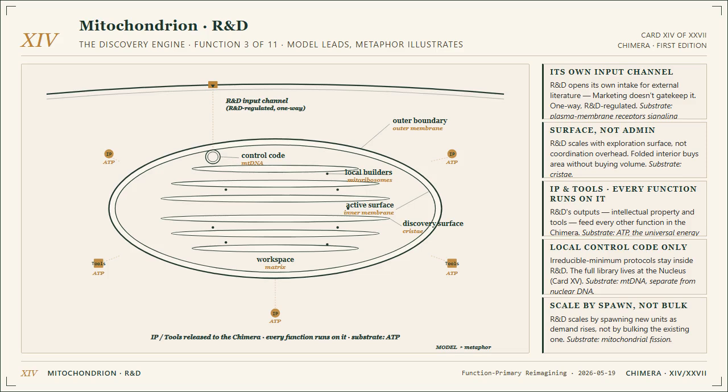Card 14, Mitochondrion, Research and Development. R&D is the Chimera's discovery engine. Function 3 of 11. The mitochondrion is the substrate that suggested the shape. It is not what the card is about.